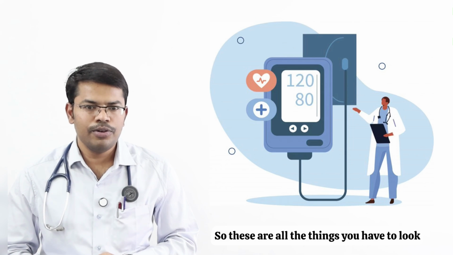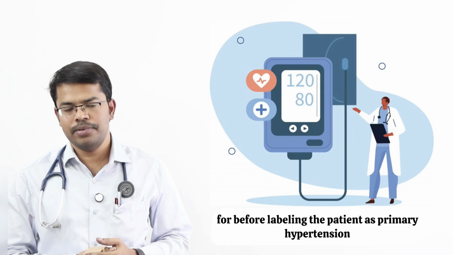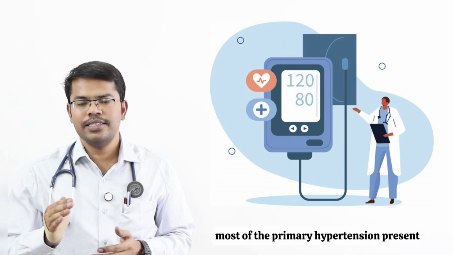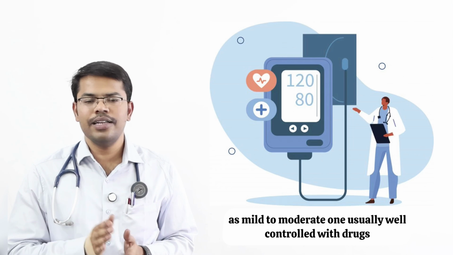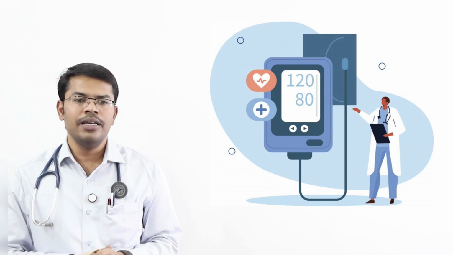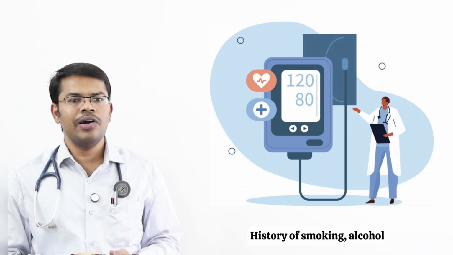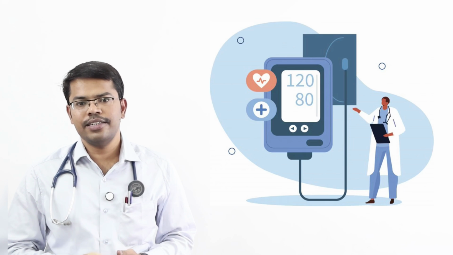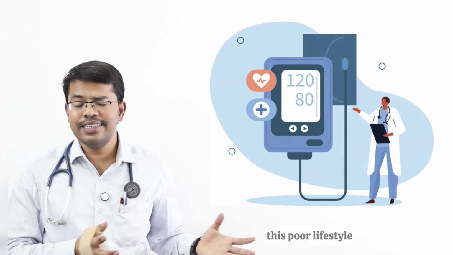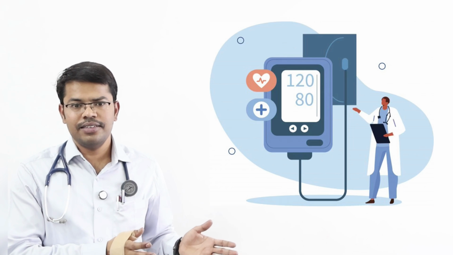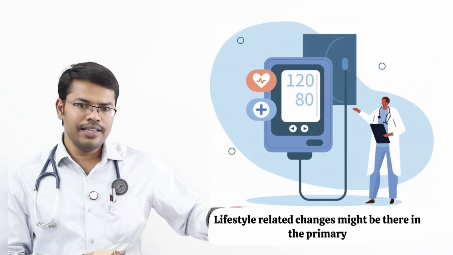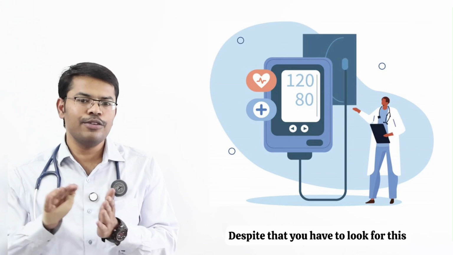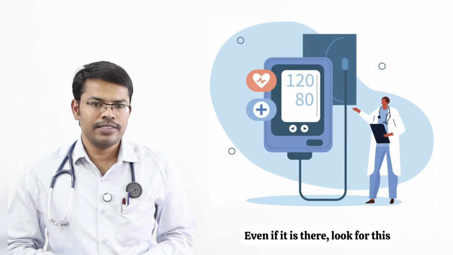So these are all the things you have to look for before labeling the patient as primary hypertension. In the clinic, most primary hypertension presents as mild to moderate, usually well controlled with drugs. Most of the time, family history might be there, history of smoking, alcohol, some obesity, stress, a high amount of caffeine intake, cool drink intake, these poor lifestyle related changes might be there in primary. Those might act as confounding factors. Despite that, even if it is there, you have to look for this.